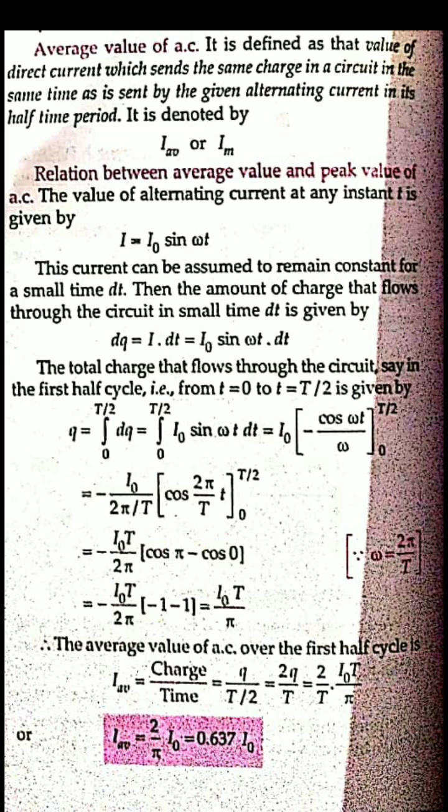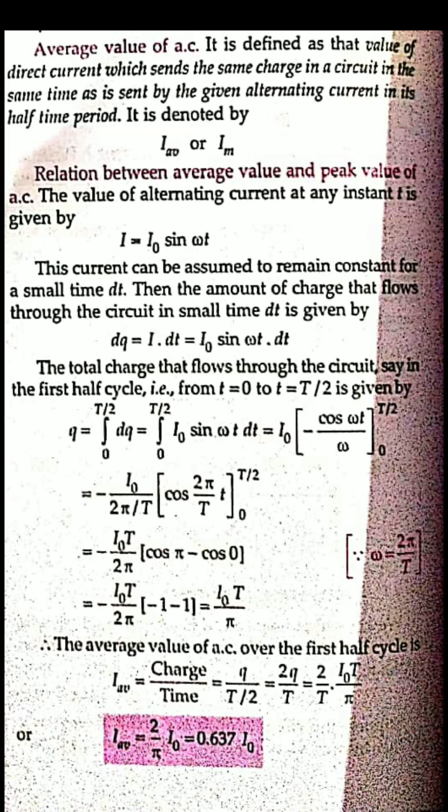So the relation between the average value and the peak value, that is I average or Im, equals 0.637 into I naught. A similar value we get for an alternating voltage or alternating EMF also. You can also prove these things. Here we found the alternating current. In place of I, you can write E by R, so you get the expression in terms of E.